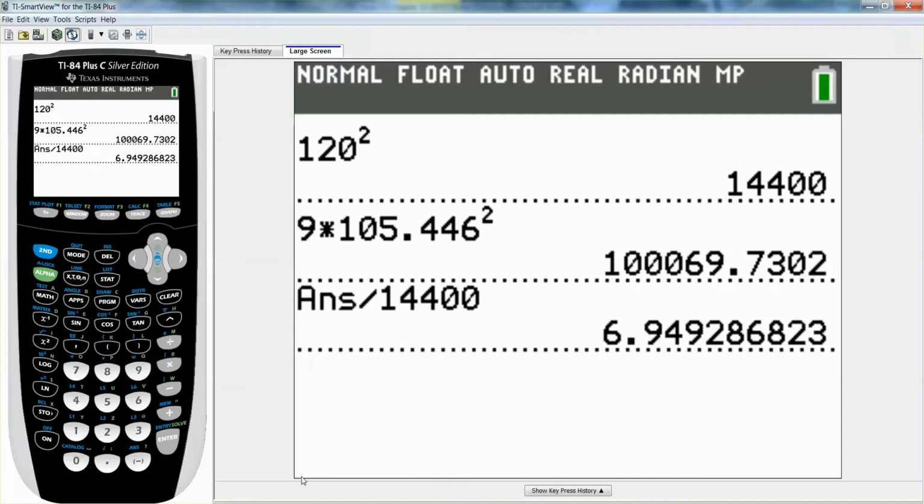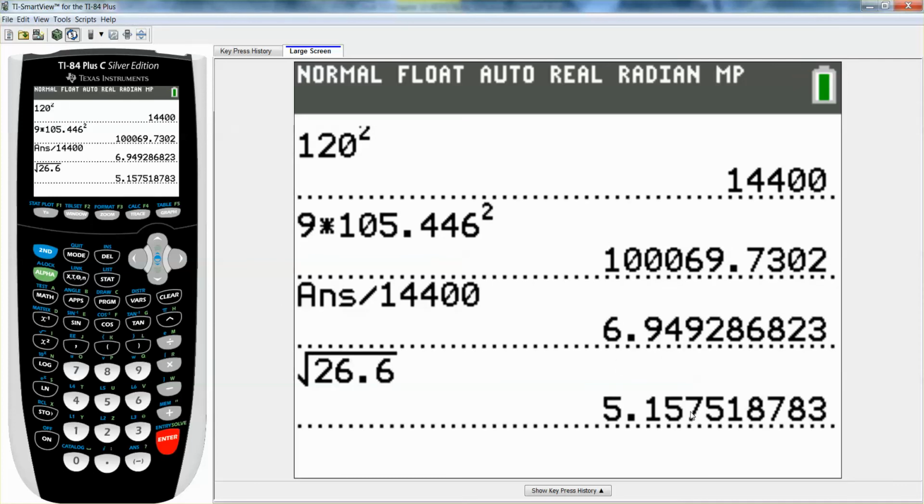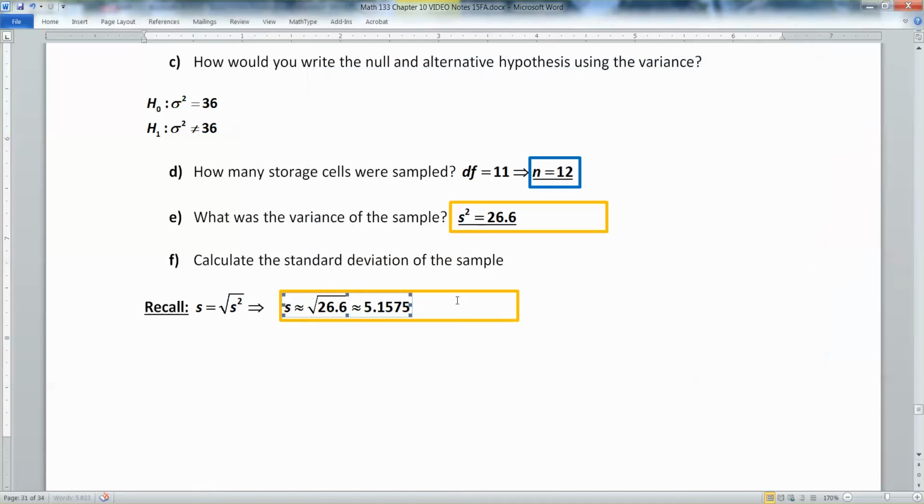So I'm going to go grab a calculator. Second square root, it's above the x squared button, 26.6. And I get 5.1575. And of course, everything's approximate because all of this was rounded anyway.